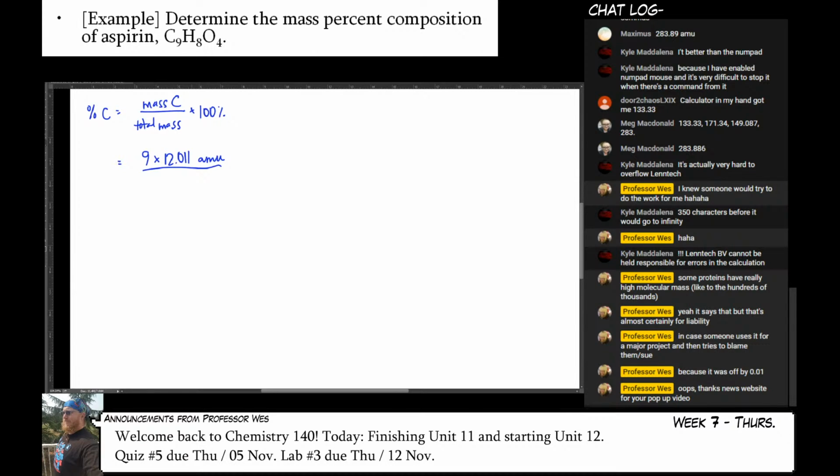So I'll go to Lentech and type in aspirin, I'm going to type in its formula, C9H8O4. It says 180.16 AMU. Times 100%. And I got 60.002% carbon.